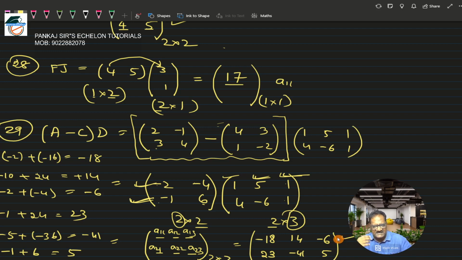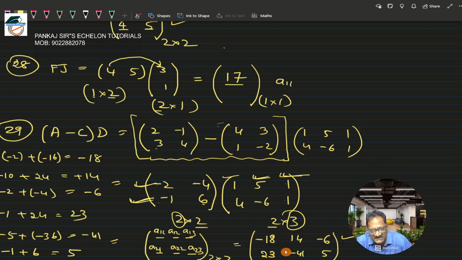Let us check the answer for 29. And the answer for 29 in the book behind is, I'll read out, minus 18, 14 and minus 6, first row. And second row is 26, minus 26 and then a 8. So there is some mistake that has taken place in the second row. Okay, let me check it.